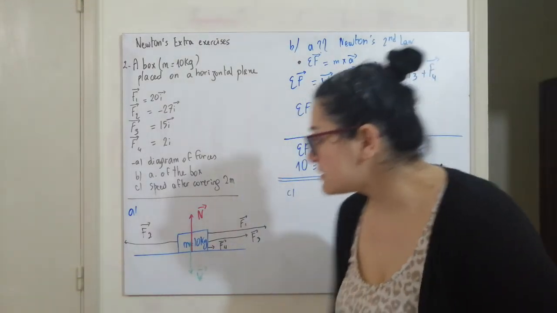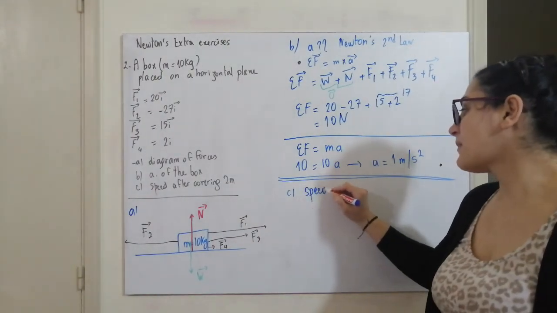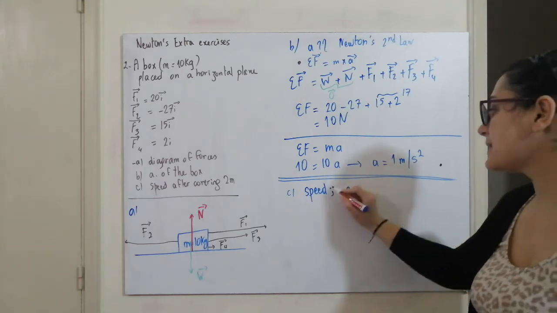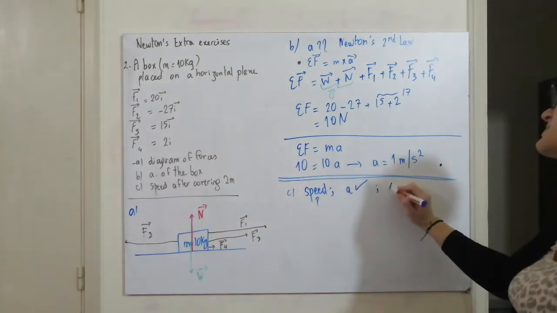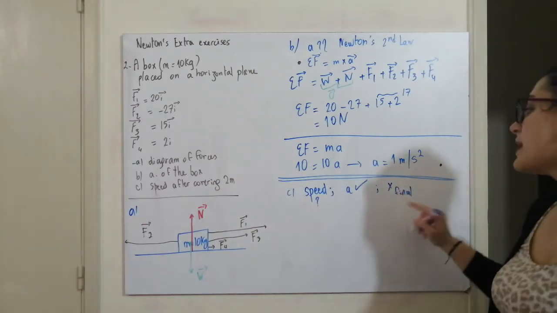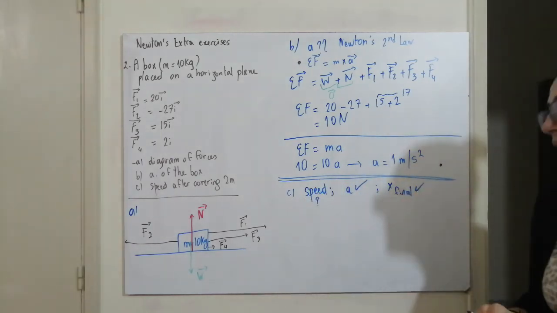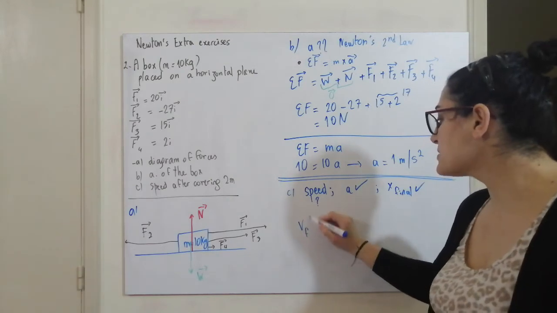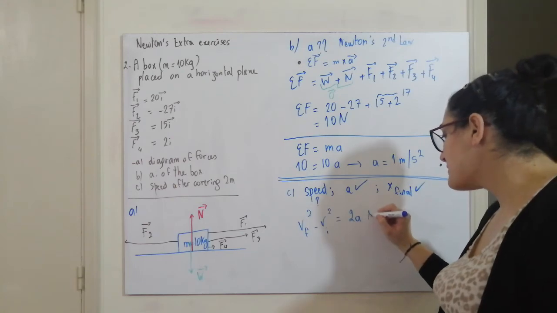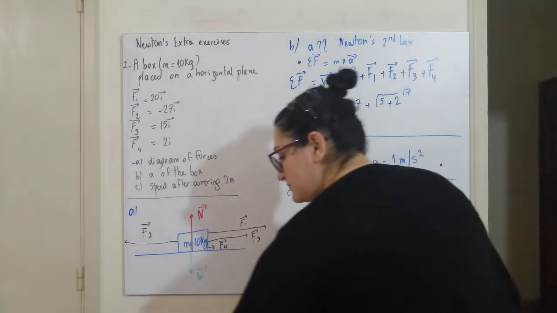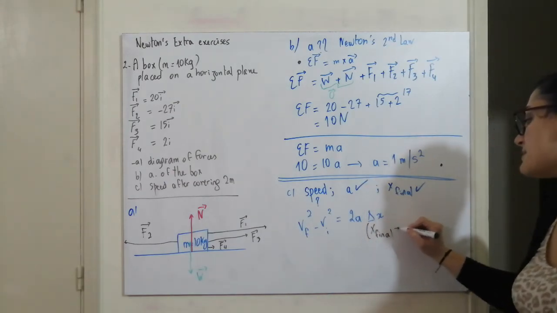Finally, I need to find the speed after covering 2 meters. I need the speed. What I have is acceleration. What I have is, after covering 2 meters, this is the final position, or x final. So I need to find the equation that relates all 3. The equation is v final square minus v initial square equals 2a times delta x, which is in fact x final minus x initial.